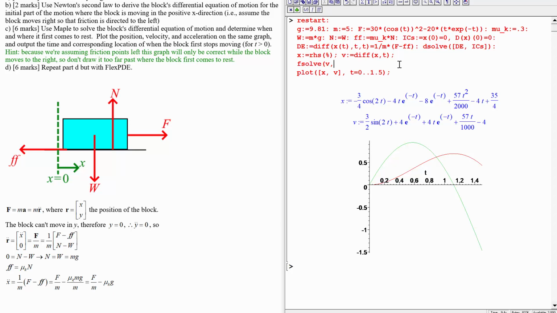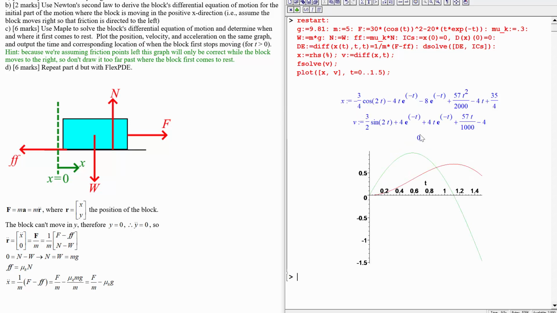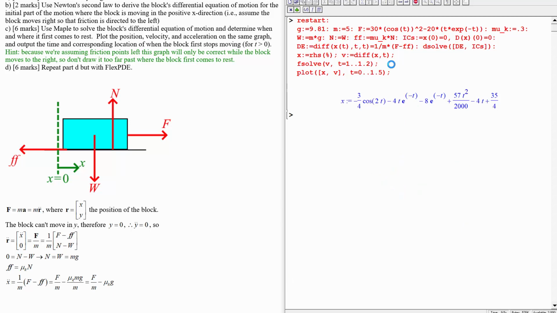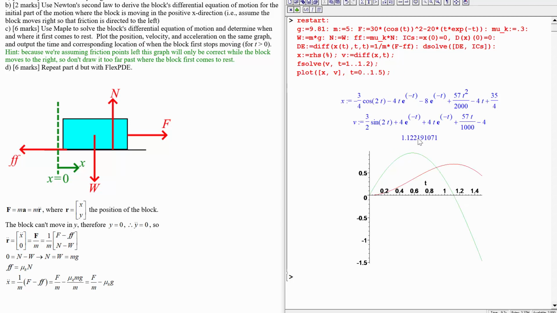Fsolve is a command in Maple that lets you find out where something is equal to 0 and specify a range. The velocity is also equal to 0 at the start, so if we just say fsolve v, we'll find that. Yeah, that's telling us, all right, when time is equal to 0, velocity is 0. That's not really what we wanted, so let's give it a range. T equals 1 to 1.2 should be enough to zero in on that. Put the bracket back that I just accidentally deleted, and 1.122.